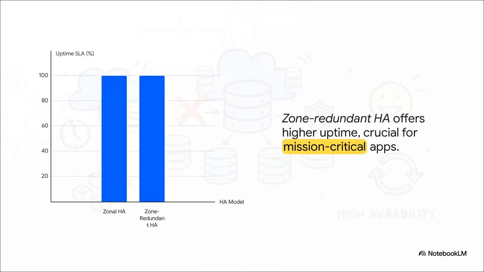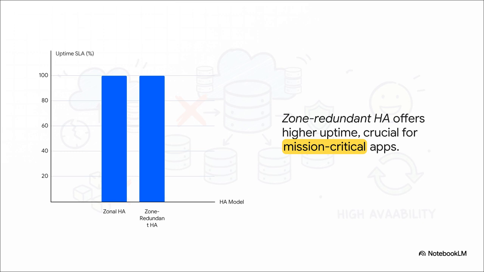This chart really puts that trade-off into perspective with a hard number, the uptime guarantee, or SLA. Zonal HA gets you 99.95% uptime, which is fantastic. But zone redundant HA gets you 99.99% uptime. I mean, look at that.